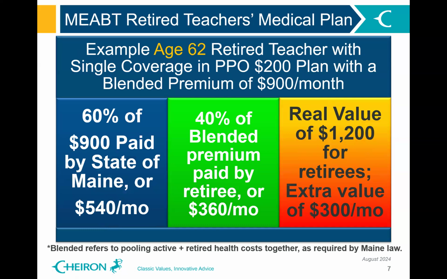Let's take this with an example. Let's say there's a retired teacher who's 62 and they have single coverage and they're in the PPO 200 plan. And let's say the blended premium is $900 a month. The state pays 60% of the 900, or 540 a month in this example, and the retiree would pay 40%, or $360 a month. But the real value of the coverage for someone who's 62 isn't really 900, but in our example is 1200, because age 62 is greater than the average that's being pooled for the blended premiums.